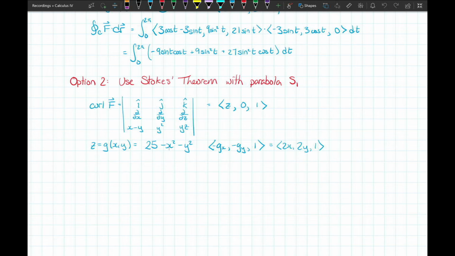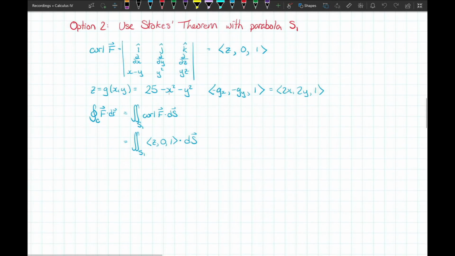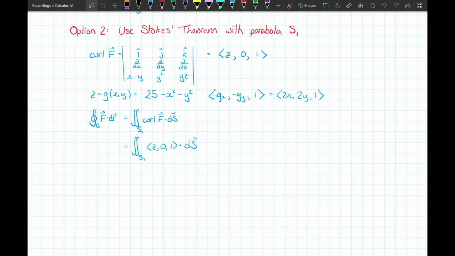Now we're ready to use Stokes' theorem. Our line integral can be replaced with a surface integral of curl f. So let's start by plugging in curl of f. Now, in this case, curl is z, 0, 1. When we turn this into a double integral over a region in the xy plane, we're going to have to plug in z equals 25 minus x squared minus y squared. After plugging that in, we can take the dot product with 2x, 2y, and 1.